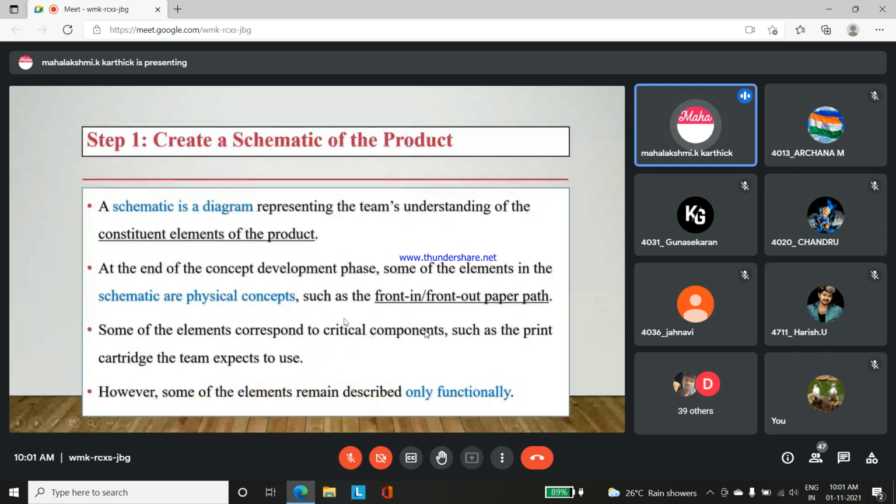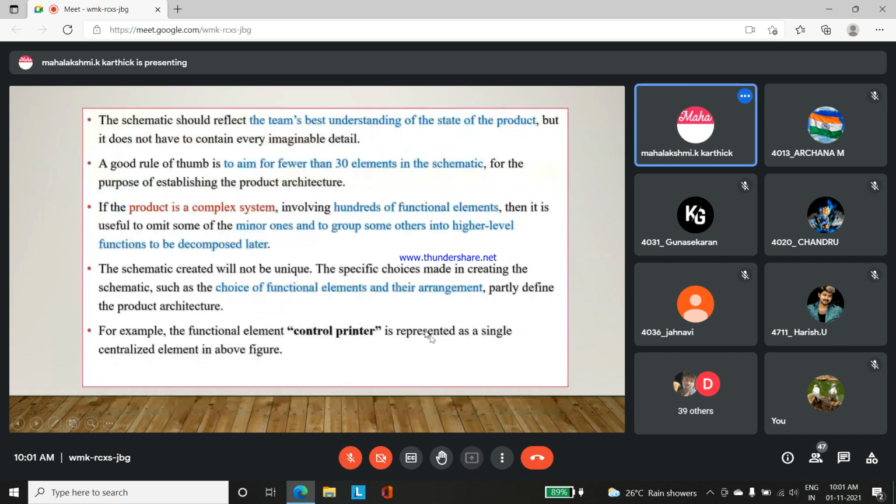Then what will be the front end process? What will be the front end paper part? Everything will be understood through this diagram. What the functional elements are and what the physical elements are will also be identified here. And the best part of step 1 is that it makes the team understand the state of a particular product. These are the key points I have highlighted in front of you.